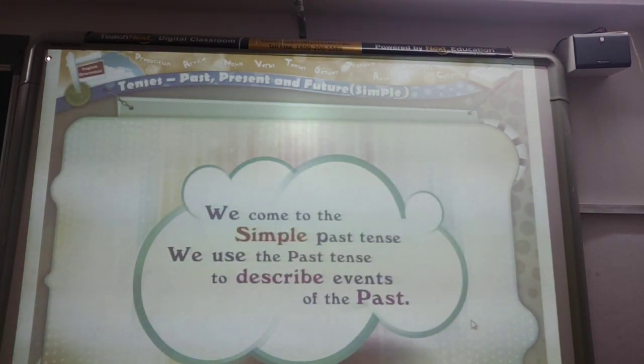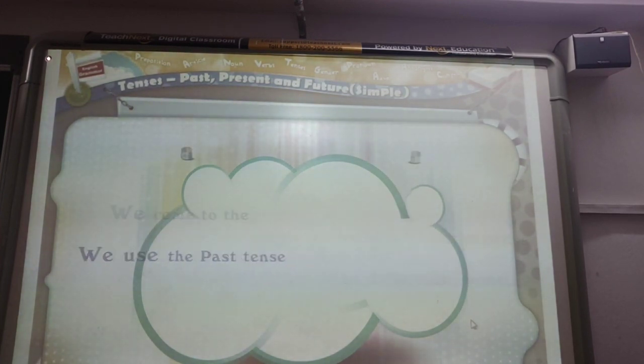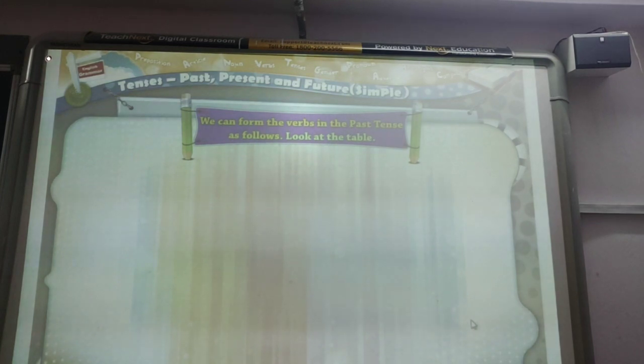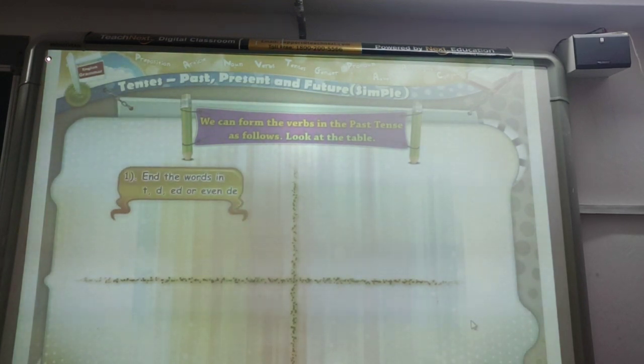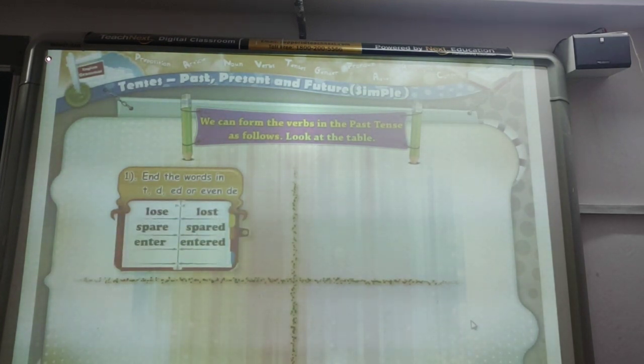Now we come to the simple past tense. We use the past tense to describe events of the past. We can form the verbs in the past tense as follows. Look at the table. 1. End the words in T, D, ED or even DE with a few changes in the spelling sometimes.